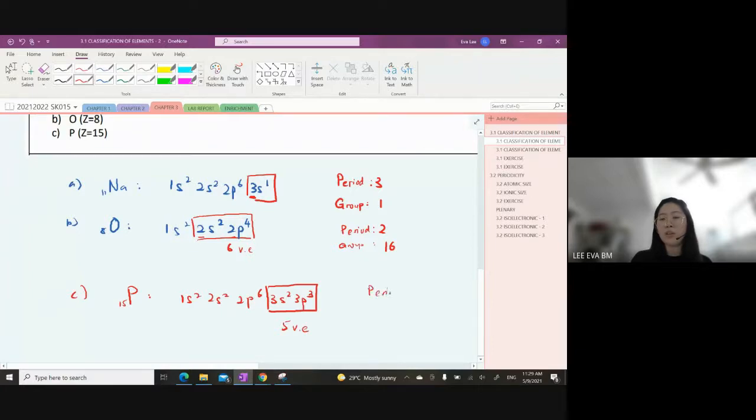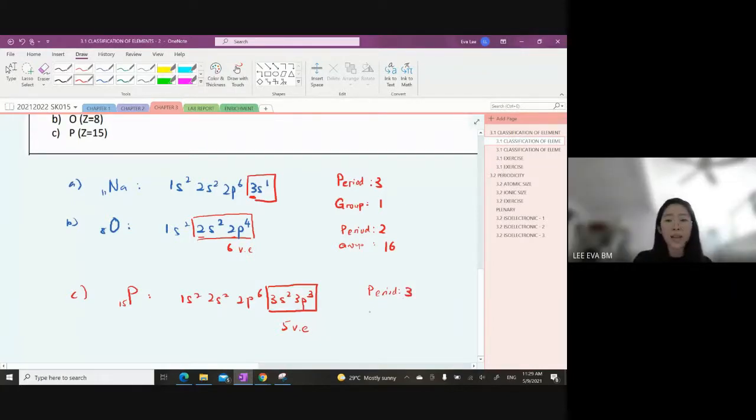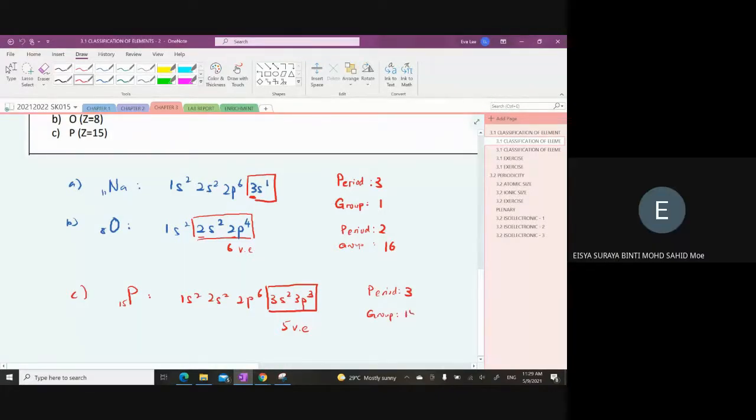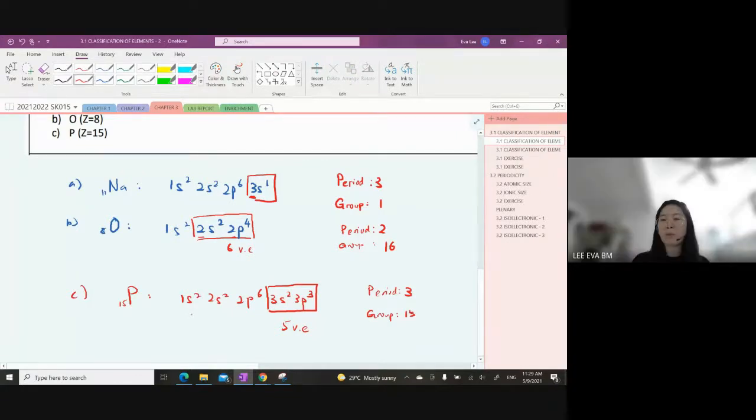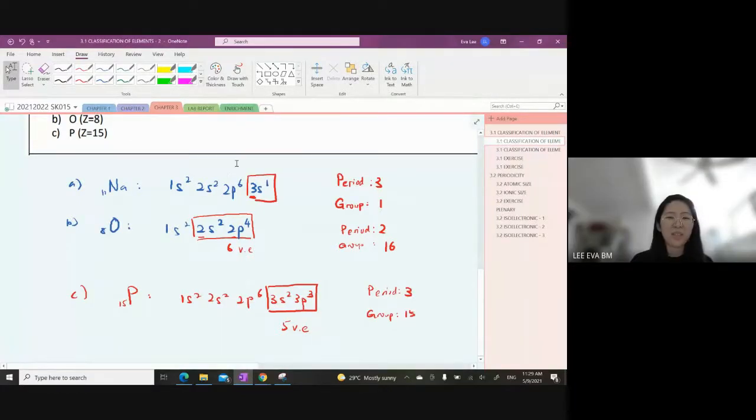So first thing first, period is from period 3, highest value of n. And how about your group? Is it group 5 or group 15? 15. So do you hear about period and group? Yes. Okay, kita try satu lagi.